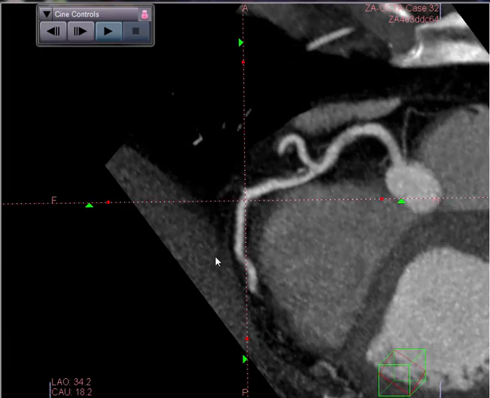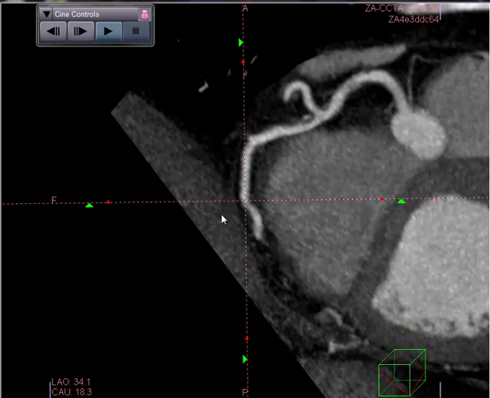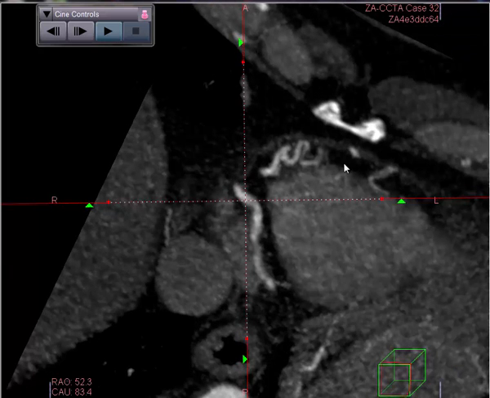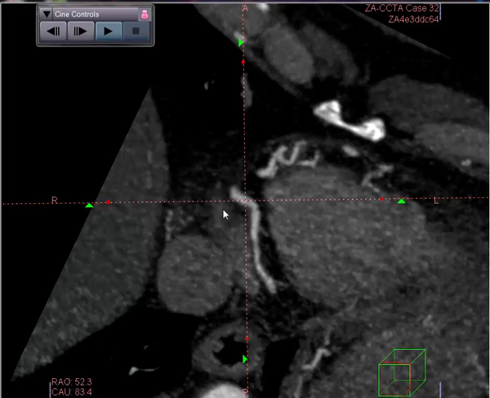Let's get down to the distal segment. Here you can see there is some non-calcified plaque. Let's again change another phase. Very important. Yes, there is clearly some non-calcified plaque, but non-obstructive plaque probably in the posterior lateral.